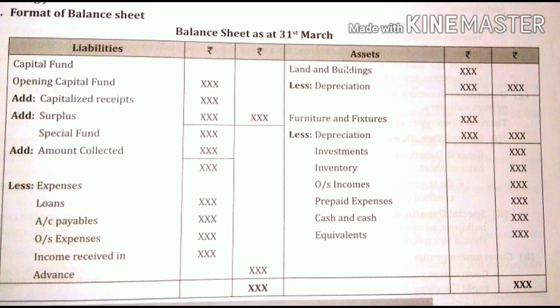Next, let's move on to the asset side. Land and buildings, less depreciation, furniture and fixtures, less depreciation, investments, inventory, outstanding incomes, prepaid expenses, cash and cash equivalents. The assets and liabilities of not-for-profit organization should be balanced, then the answer will be correct.